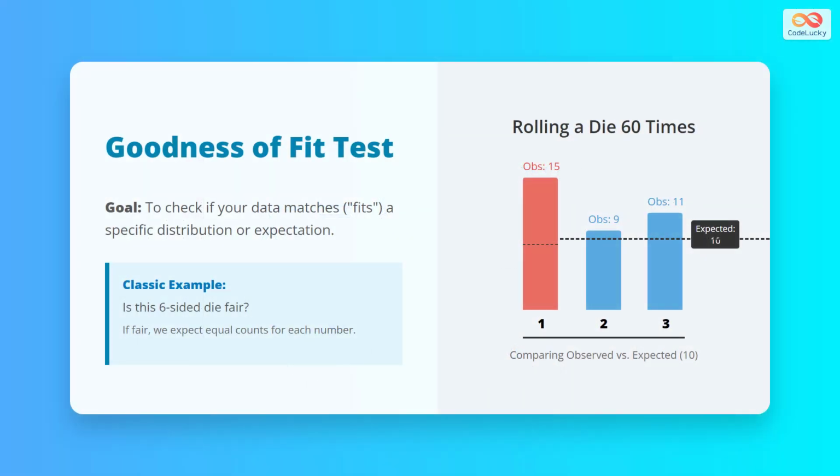One of the most common uses is the goodness of fit test. Imagine rolling a die 60 times. If it is fair, you expect each number to appear 10 times. But in reality, you might get 15 ones and only 9 twos. The goodness of fit test uses the chi-square distribution to tell us if these differences are just random luck or if the die is actually loaded.